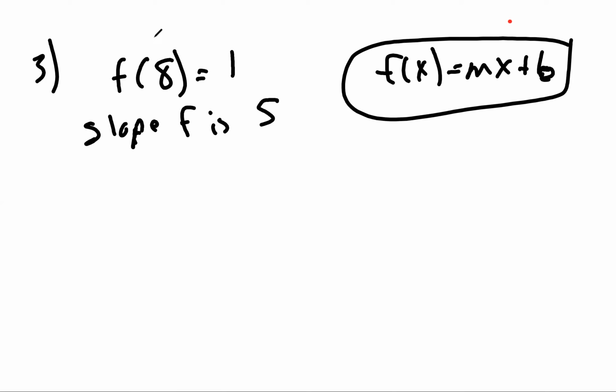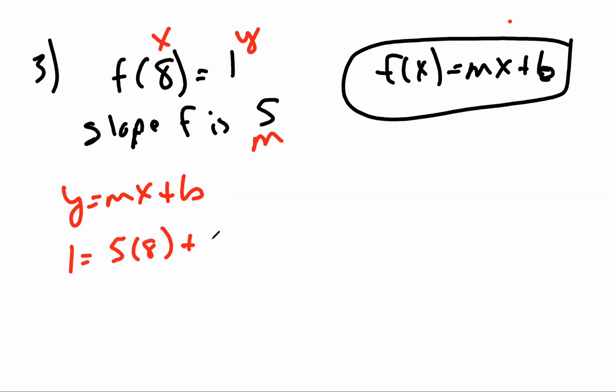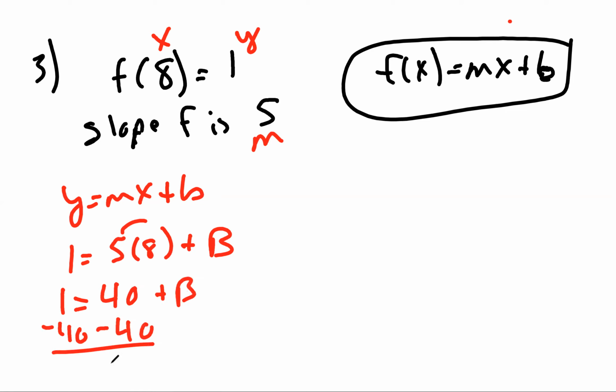And so we know that this is our x value, this is our y value, and this is our m value. And so I'm going to write y equals mx plus b, and I'm going to replace everything that I can. So y is 1, m is 5, x is 8, and then plus b. And again, I have to solve for b, just like I have been. And so I will have 1 equals 5 times 8, which is 40, plus b. I will subtract 40 from both sides, and I will get b equals negative 39. Any questions so far?